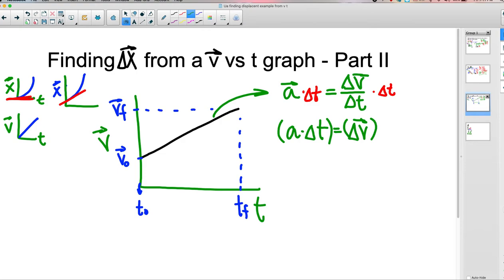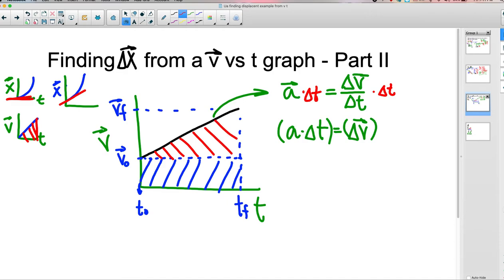Now, previously we had said that the area under a velocity versus time graph would give us our displacement. Well, it's still the area of this shape, but that's kind of an unusual shape. But maybe if we broke this shape into a rectangle and separately broke it into a triangle, then to find the total area under the velocity versus time graph, we'd simply have to add the area of the blue rectangle and the red triangle together.